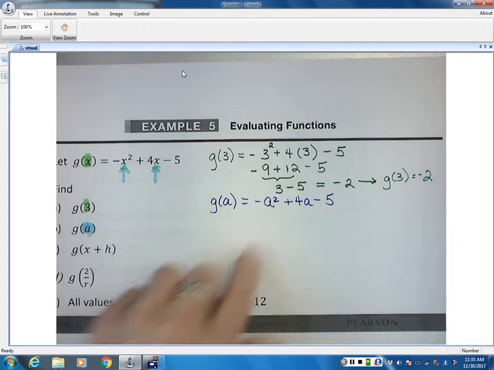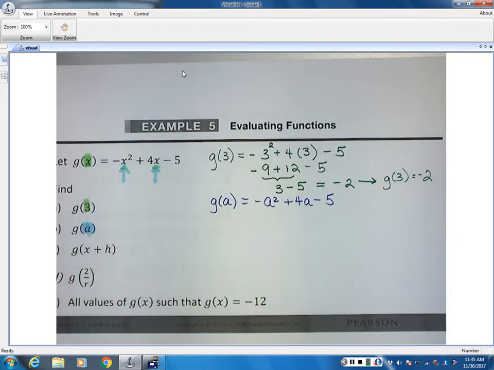And since we don't actually have a number for a, then we can't do anything else with it. We're done. Now it is a little bit trickier when they give you an expression rather than a single variable.